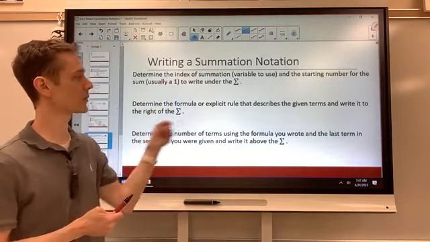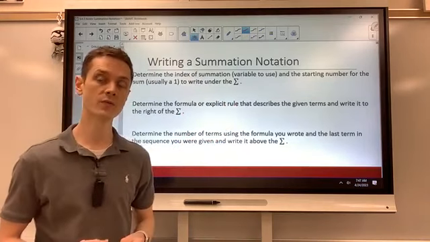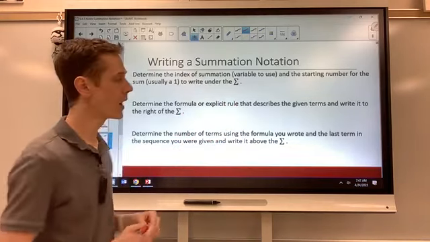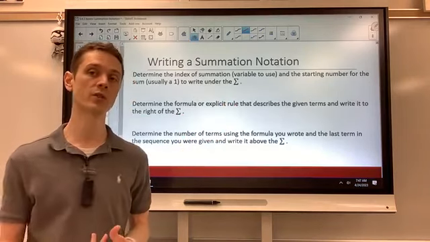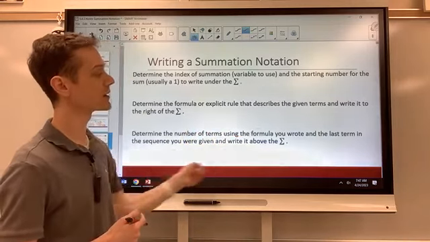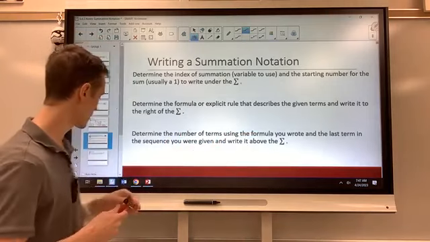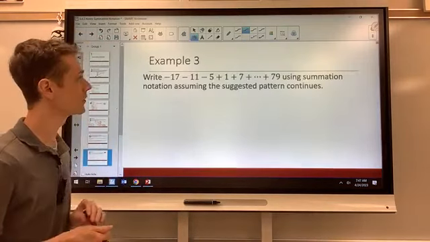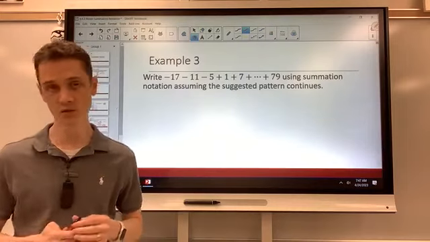Next, we need to find the formula or the explicit rule. This is generally the hardest part. So you might need to figure out the pattern on your own, or you might be able to use one of the explicit rules if they specify that it's an arithmetic or a geometric sequence. And the last part is to determine how many numbers there are, and then that'll be the number that you put above the sigma symbol. So let's look at an example of when we're being asked to express this series sum as a summation notation.